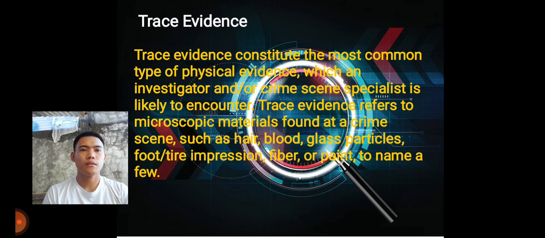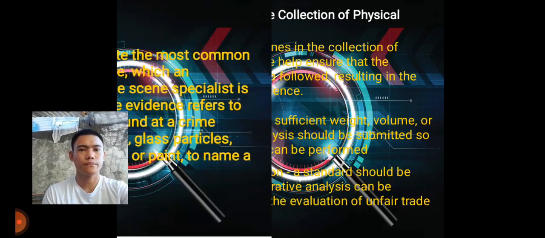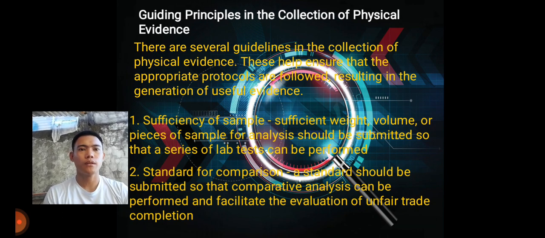Trace evidence constitutes the most common type of physical evidence which an investigator or crime scene specialist is likely to encounter. Trace evidence refers to microscopic material found at a crime scene such as hair, blood, glass, prints, particles, foot and tire impression, fiber, or pen, to name a few. Mao na yung mga trace evidence. Example ng mga trace evidence. Guiding principle in the collection of physical evidence.